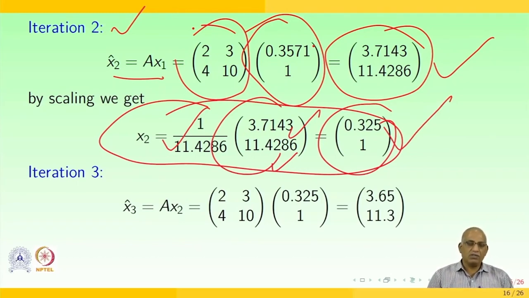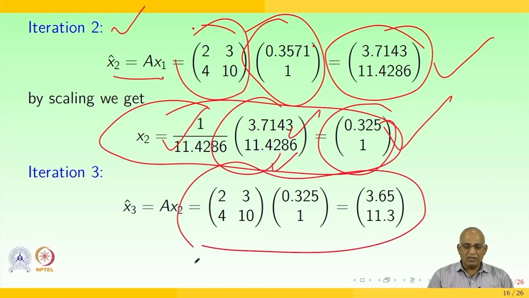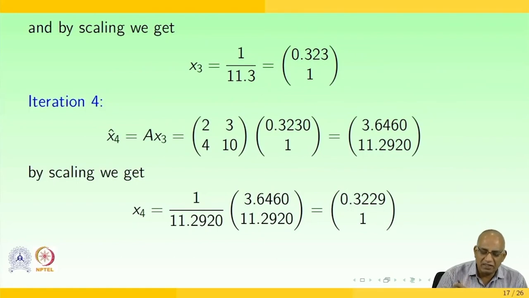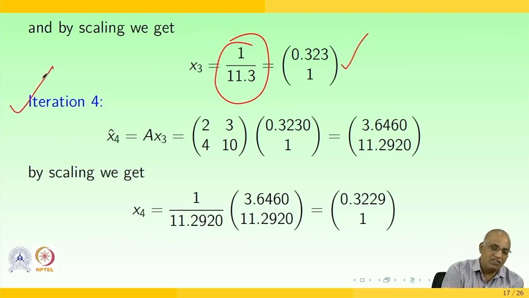0.3251. So iteration 3 is x3 hat, which will be equivalent to A times the previous vector. So that will be 2, 3, 4, 10, and the vector is 0.3251. So you get 3.252, plus 3, so 3.065, correct. So this is 1.2 plus 10, 11.3, something like that. So by scaling this by 11.3, you do get the matrix as 0.323 and 1, that is for iteration 3.